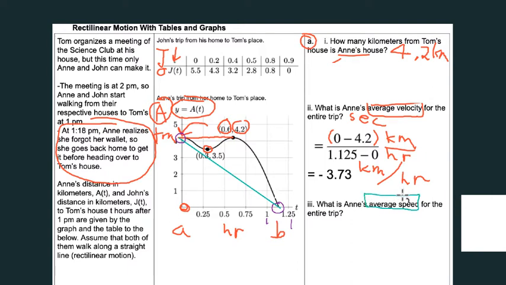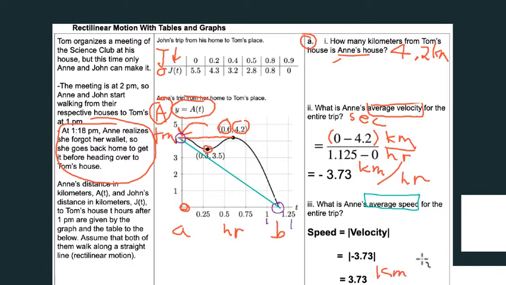speed indicates absolute value, so we can only have positives. So if the velocity is negative 3.73, let's take a look at what speed is. Speed is the absolute value of the velocity. So it's simply the absolute value of negative 3.73, which is 3.73. Okay, 3.73 kilometers again per hour, making sure we have units. Okay, let's move on.